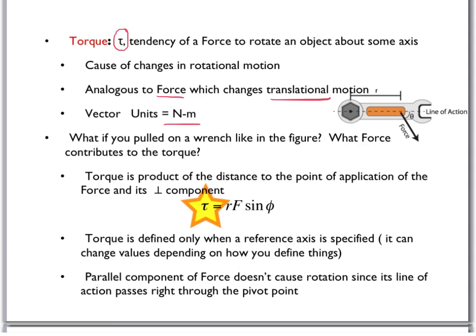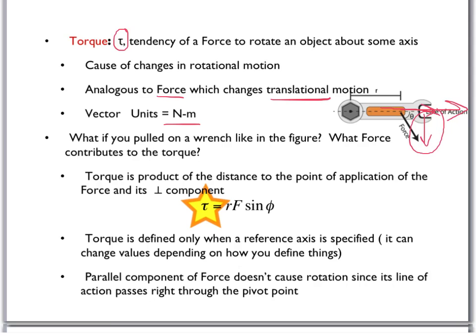So what if you pulled on a wrench like you have here in the figure? What force actually contributes to the torque? What force would actually cause you to start rotating the wrench? Now obviously this force could be broken down into components. Some of this force is in this direction, and some of the force is in this direction. Now clearly, pulling on a wrench in this direction is not going to do anything to create any sort of rotation of that wrench. What I want you to recognize is that it is only the perpendicular component to the force that actually creates rotation.